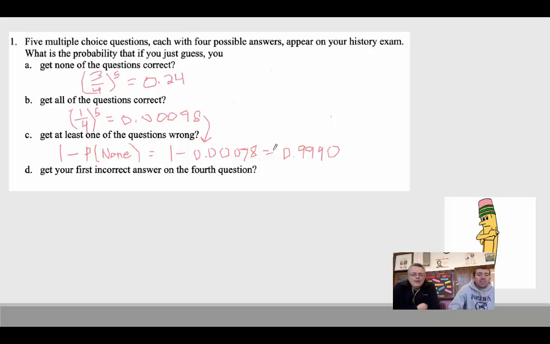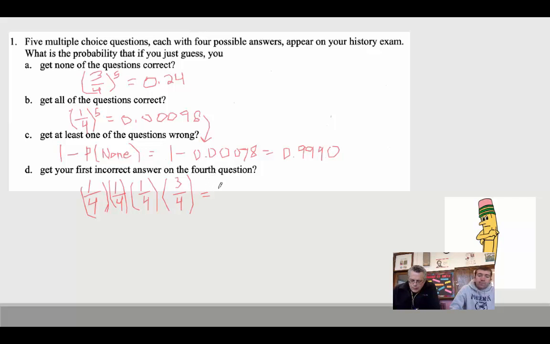Yes. Okay. Get your first incorrect answer on the 4th question. So we've got to get the first one right. Yeah. There's a 1/4 chance of that, times 1/4 for the probability of the second one being right, and the third one is to be right. And the 4th one is wrong. The 5th one, we don't care about.